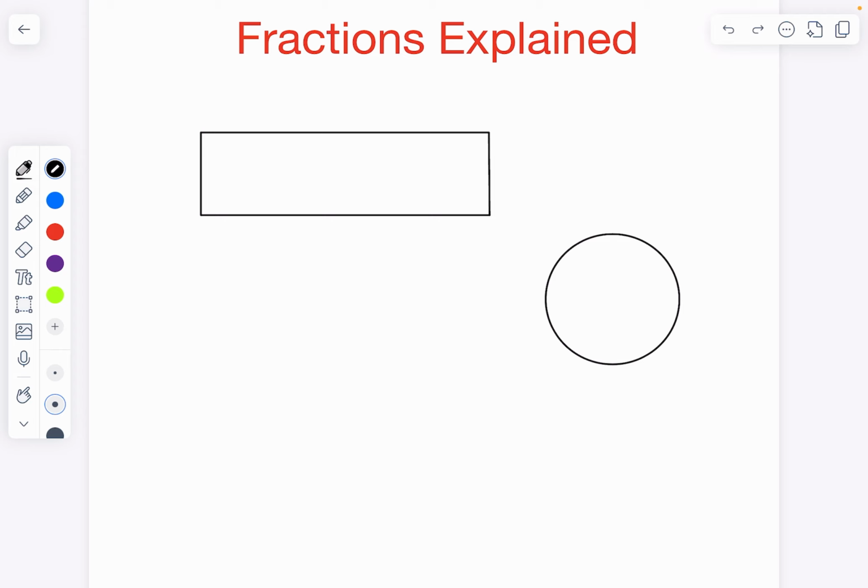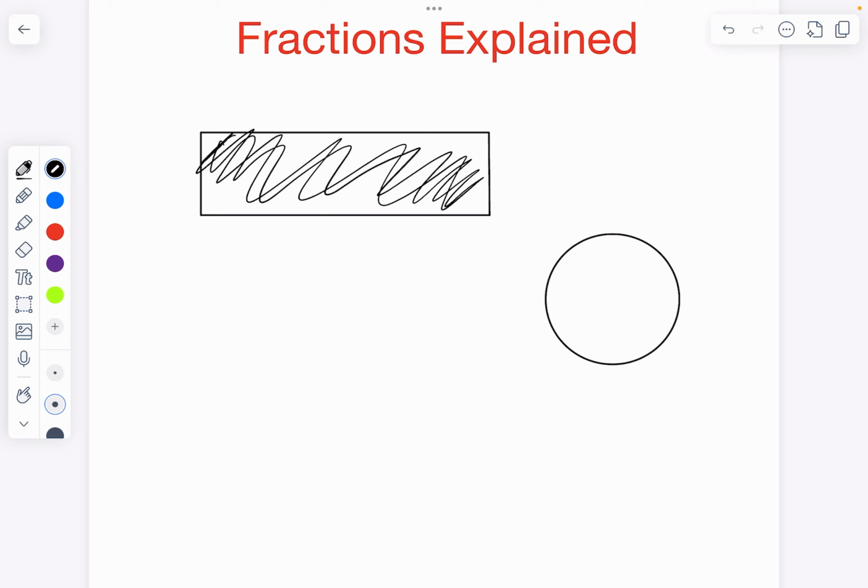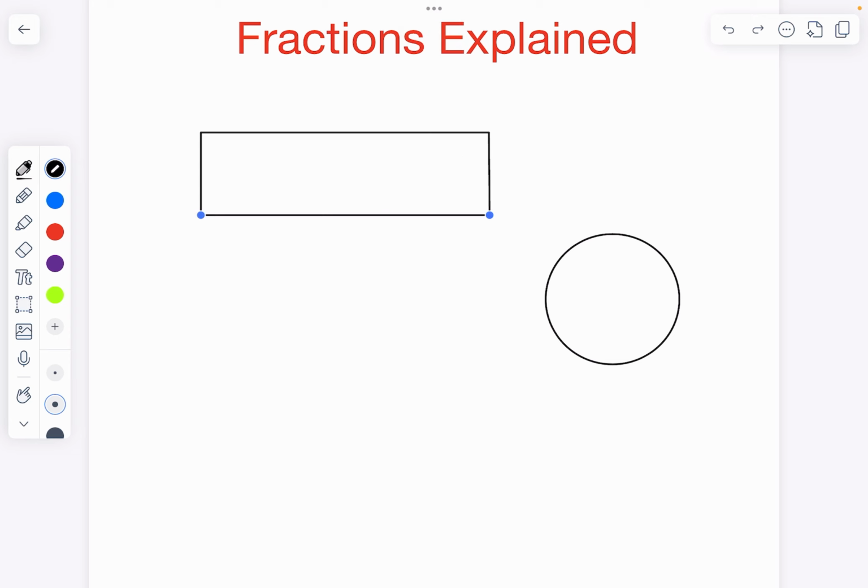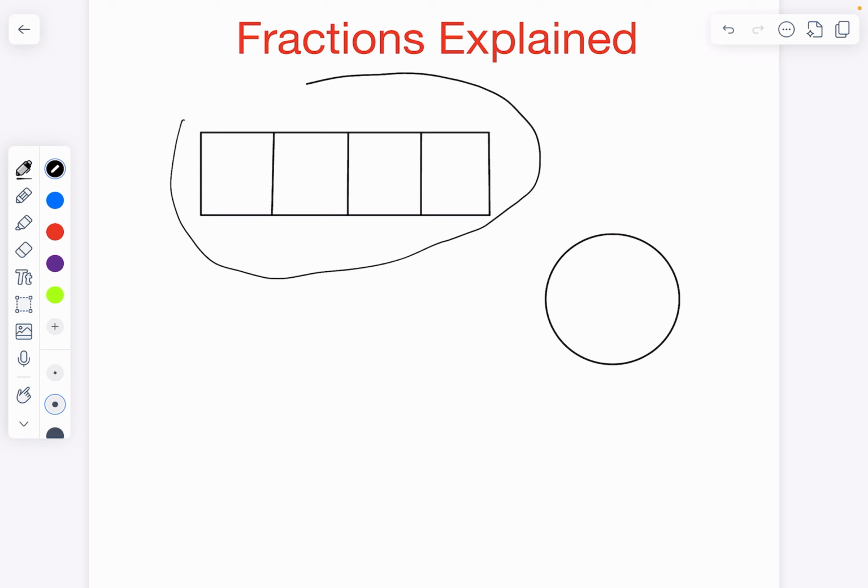So the first drawing I have here is a box. As you can see, this box is whole. It's full. The whole thing is full, right? Now, to make it a fraction, what I'm going to do is split it up into just small pieces. We're going to do 4 pieces. 3, 4. Okay, now we have 4 pieces. So we had our whole box, and we've just split it up into pieces.